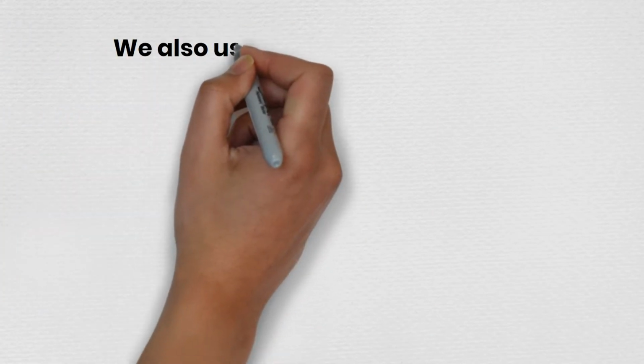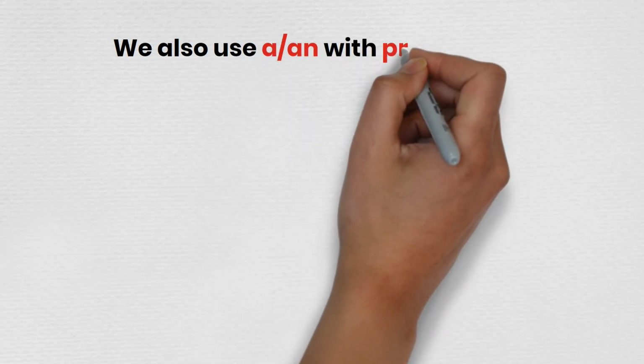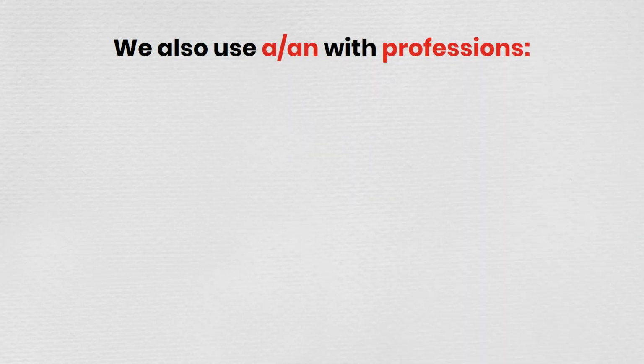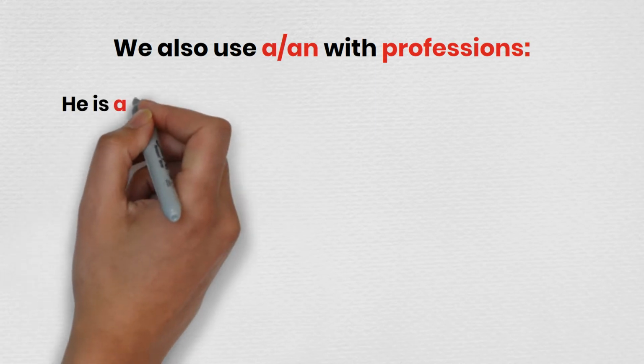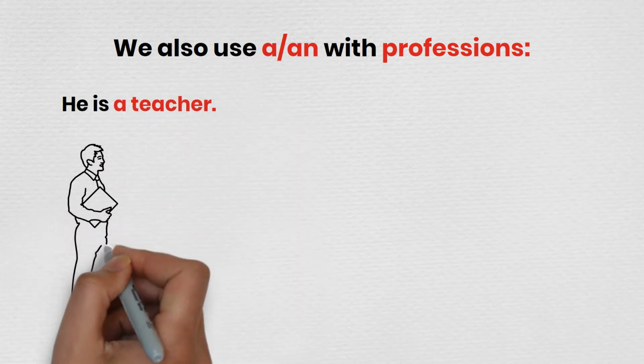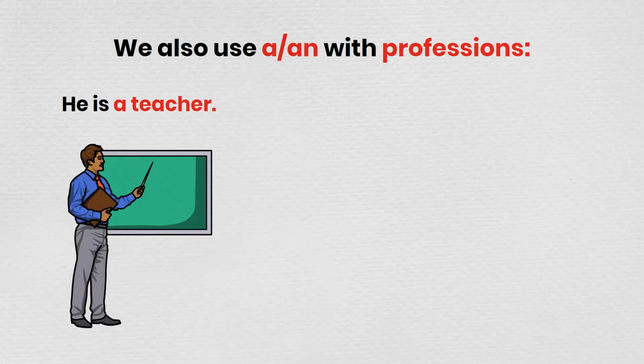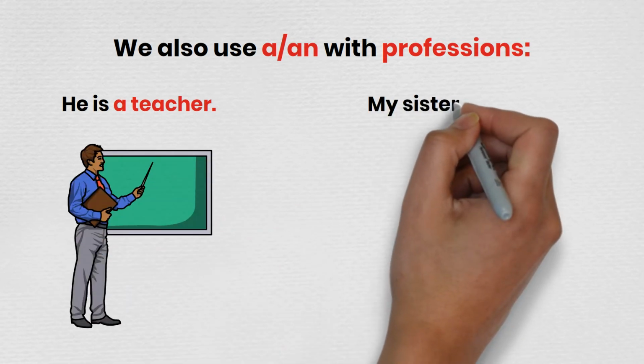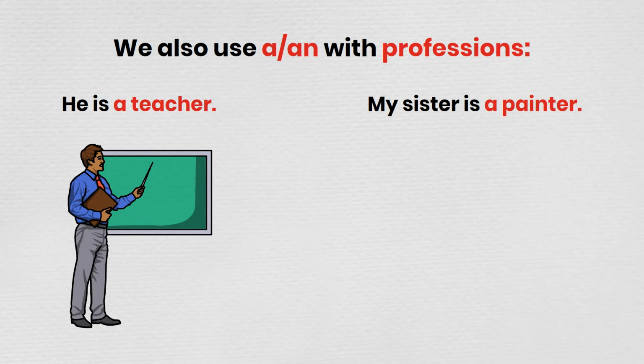We use a or an with professions. He's a teacher. My sister is a painter.